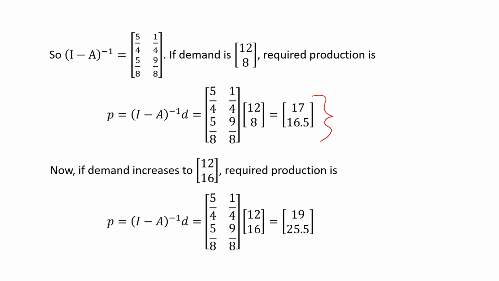What happens? A simple matrix multiplication shows us what the difference is. So getting that inverse of I minus A is often used to simplify the calculations to solve the Leontief input-output problem.